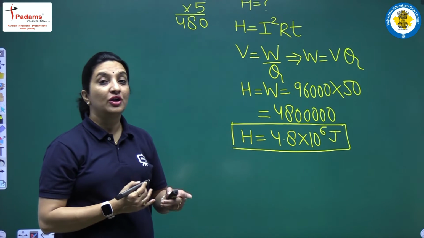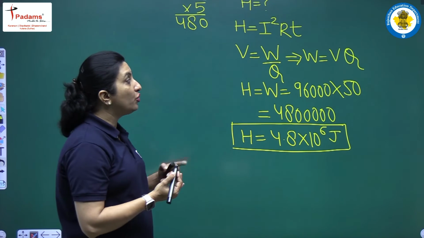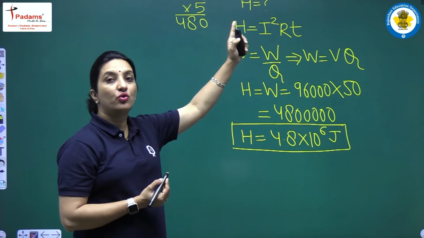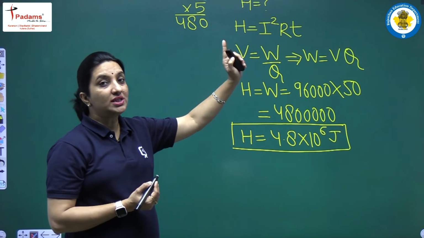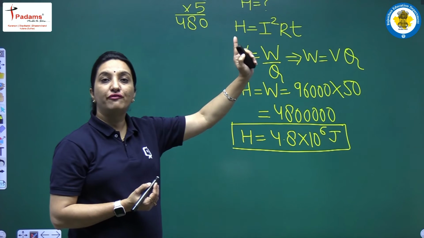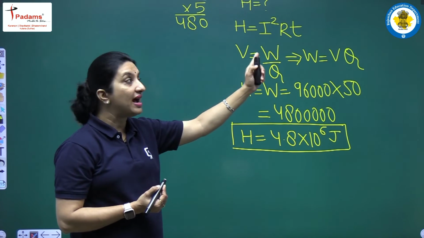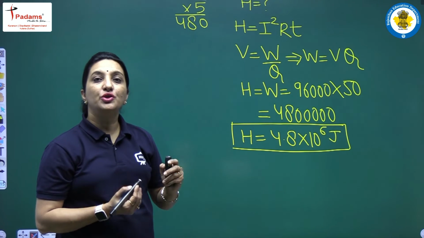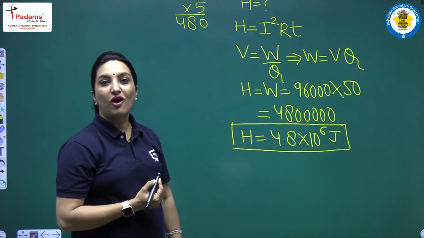Now students, here you could have solved it in a different manner also. You could have used this formula I square RT, and for I we could have used Q upon T. Because the current is given by the rate of flow of charge, we could have used the value for I, then calculated the value of R by using Ohm's law, then calculated the value of H.